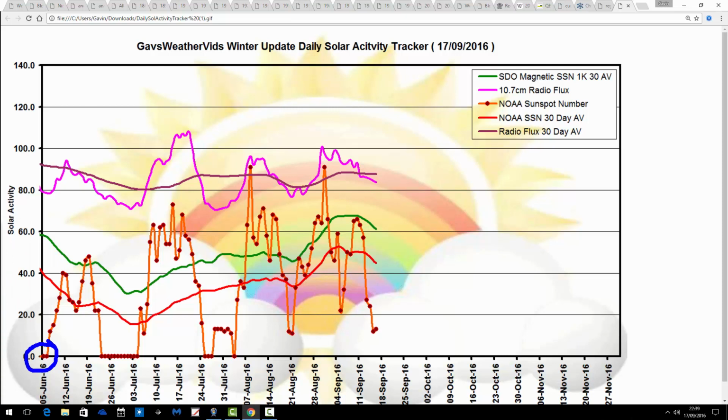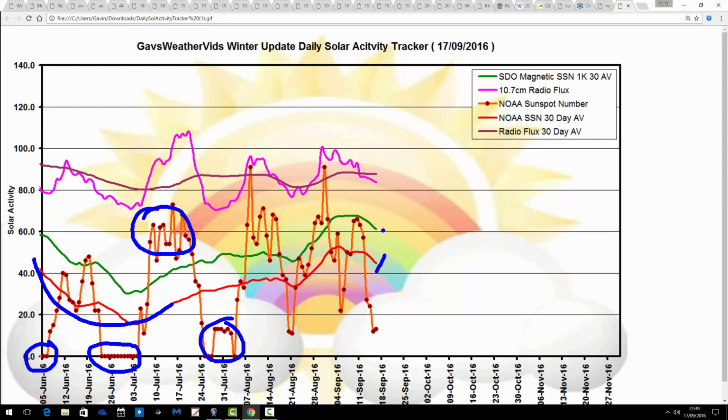We can go back to June, when we did have quite a dip in activity, several completely spotless days in June. Then we had quite a big increase in solar activity, sunspot numbers, into July. Then it went a bit quieter again at the end of July, so it's been up and down at the moment. But the latest is that we are trending back down again.